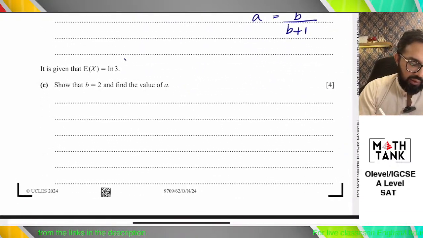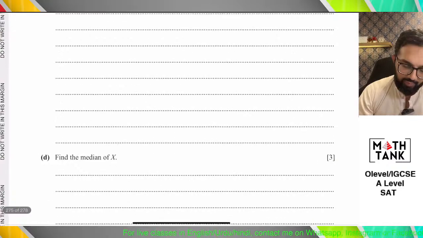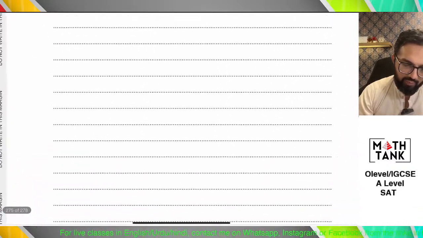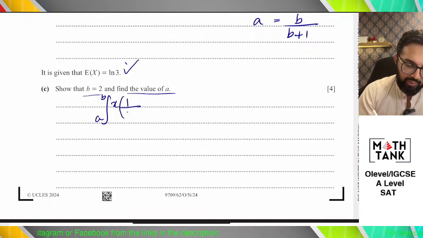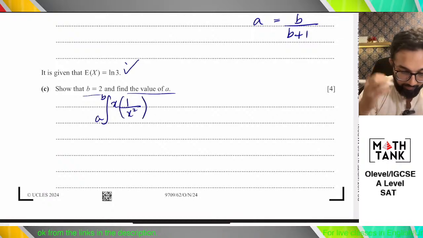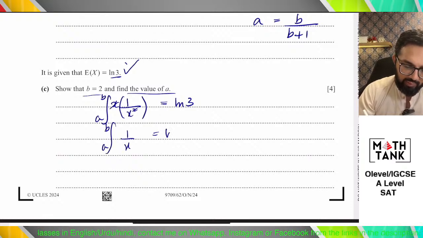Okay, it is now given that the expected value of x is ln 3. Show that b equals 2. Find the value of a. It's a 4-mark question, and it says find the median as well. So you integrate from a to b, again, this time x times 1 over x squared, and that should equal ln 3, the expected value of x. So a to b, 1 over x, ln 3.